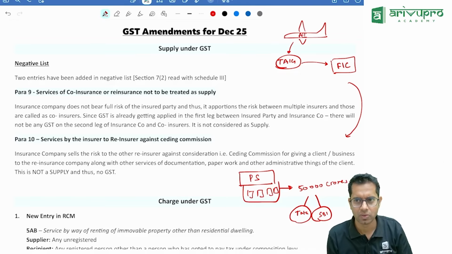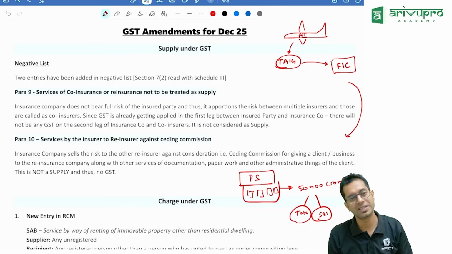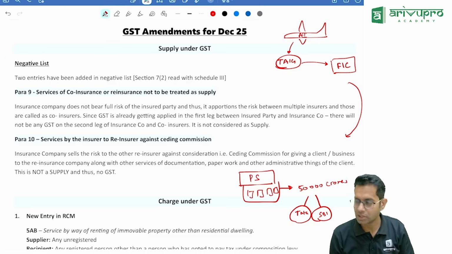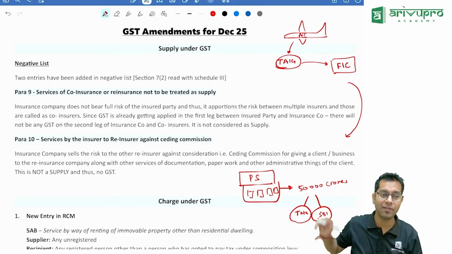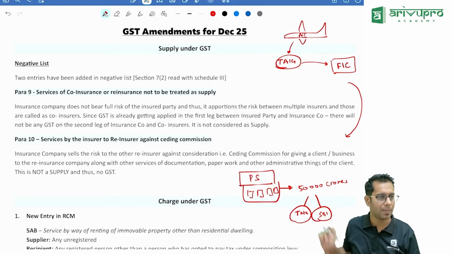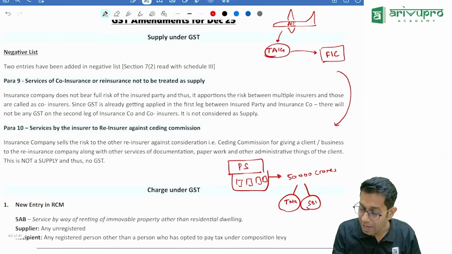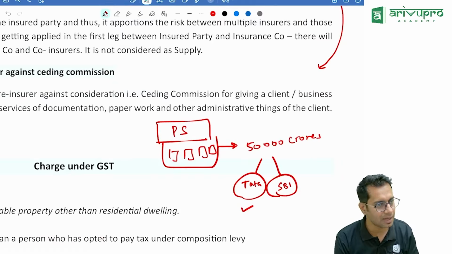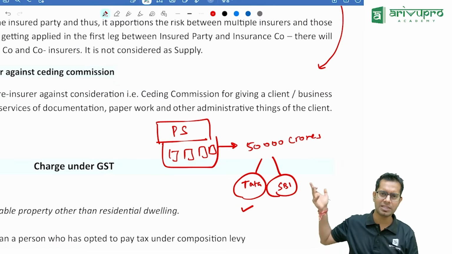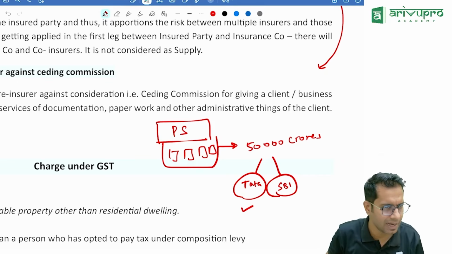Co-insurance means, just like co-owned property means one single property having two owners, similarly for one single item, how many people are giving insurance? Two or more people are giving insurance. Whom did I discuss with? I had the discussion with Tata. Now Tata went to SBI or ICICI or HDFC. That is their headache.